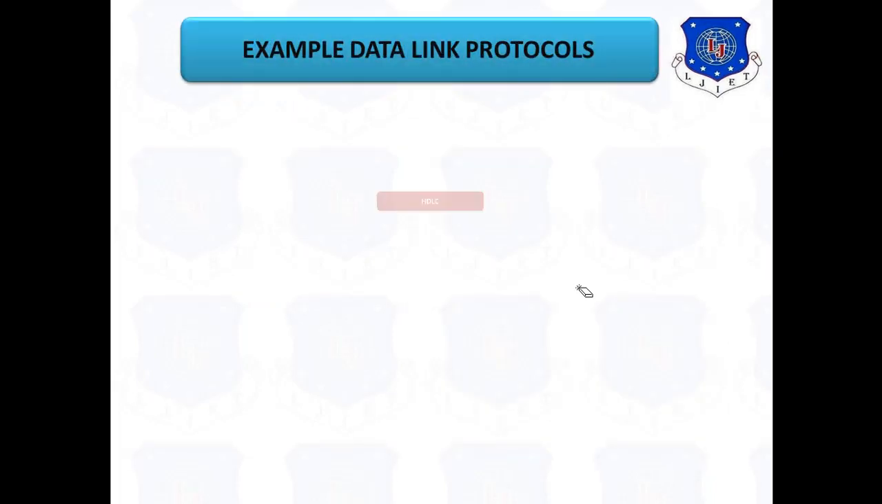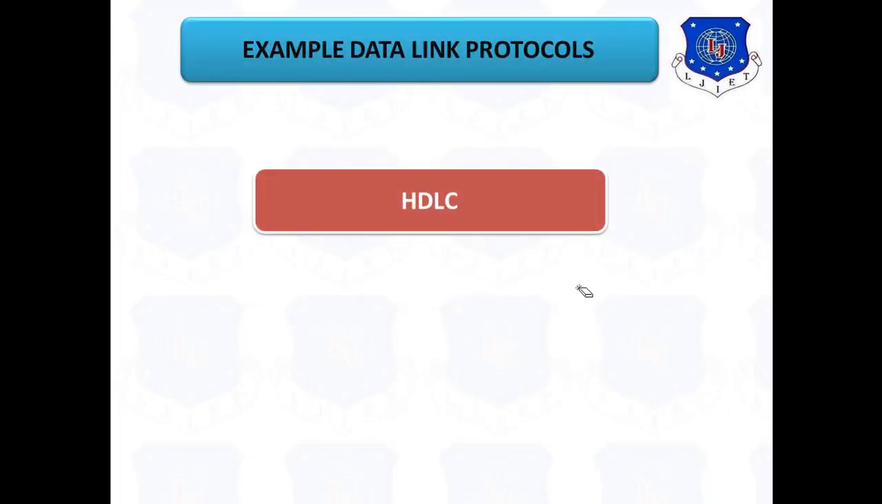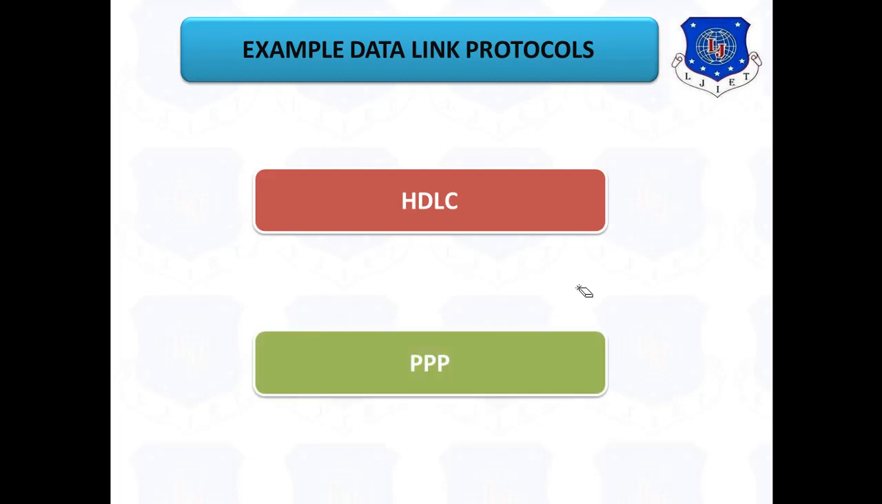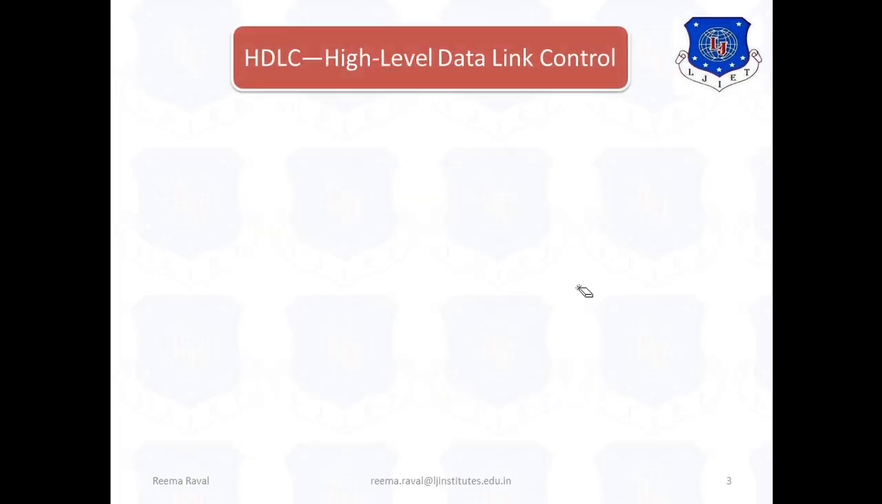So here the example data link protocols will be of two main types. First HDLC, that is High Level Data Link Control Protocol, and the second is PPP, that is Point-to-Point Protocol. Now we will understand each of them in detail. The first one is HDLC, that is High Level Data Link Control.